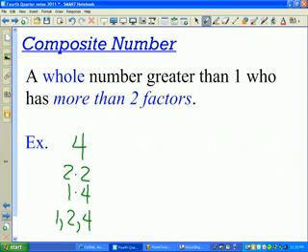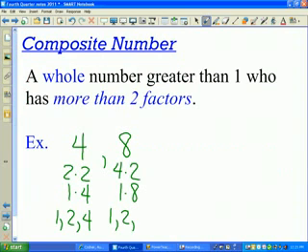Okay? So I'm looking at the numbers that I'm using. The numbers I'm actually using are my factors. Another example will be, let's say 8. The only way I can get 8 is 4 times 2, and I also can get 8 at 1 times 8. So the factors I have in this case are the number 1, the number 2, the number 4, and the number 8. So I have 4 factors dealing with 8.